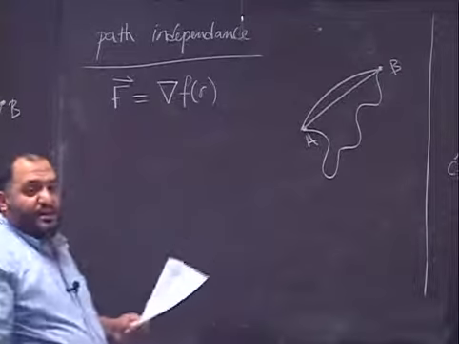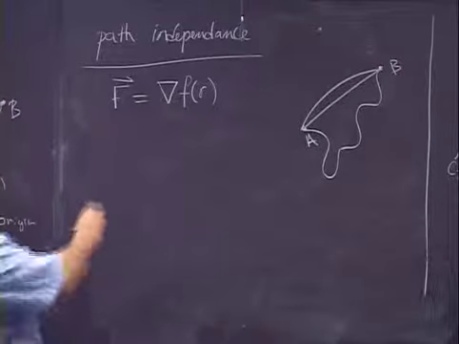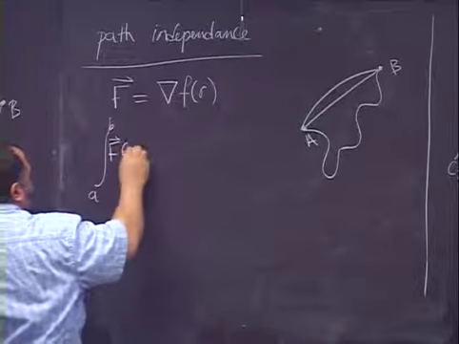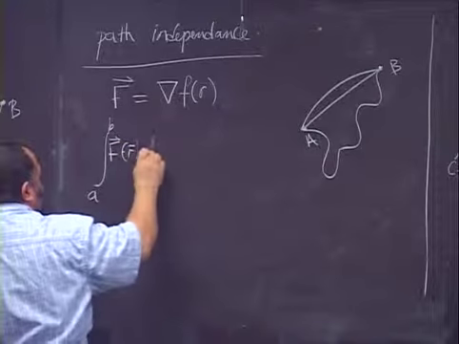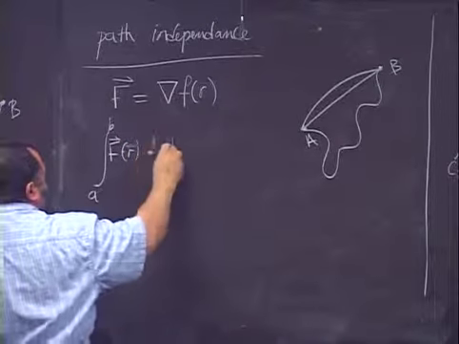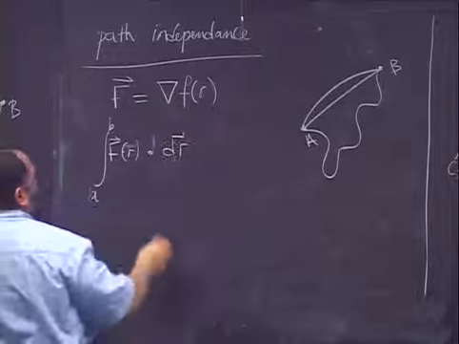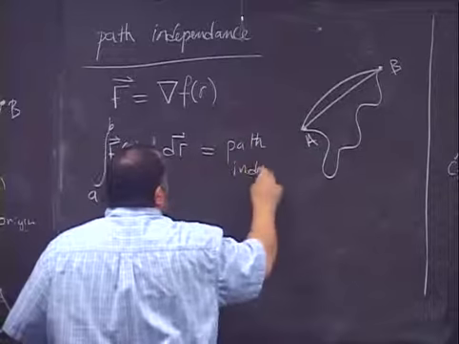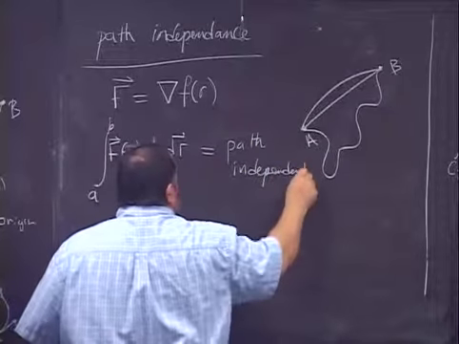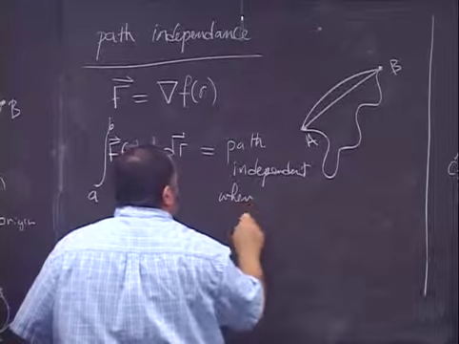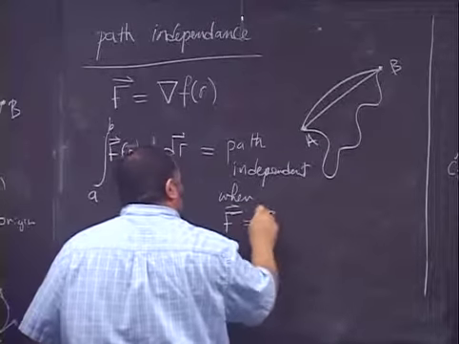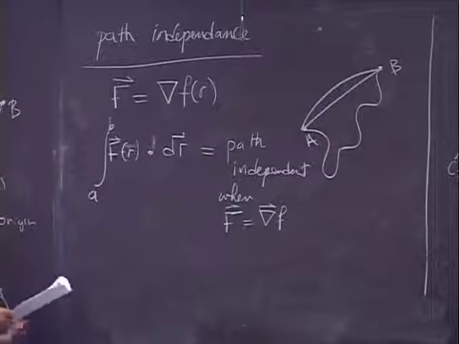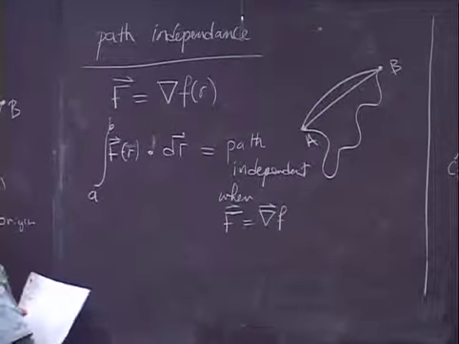So the integration from A to B of f of r dotted with dr will be path independent when f can be represented as a gradient of another scalar function f. So let's look at the proof.